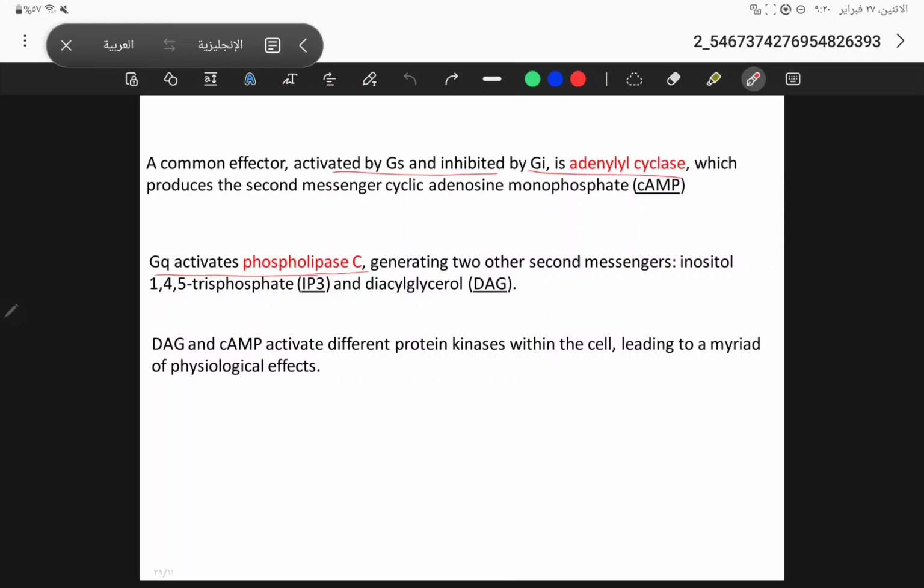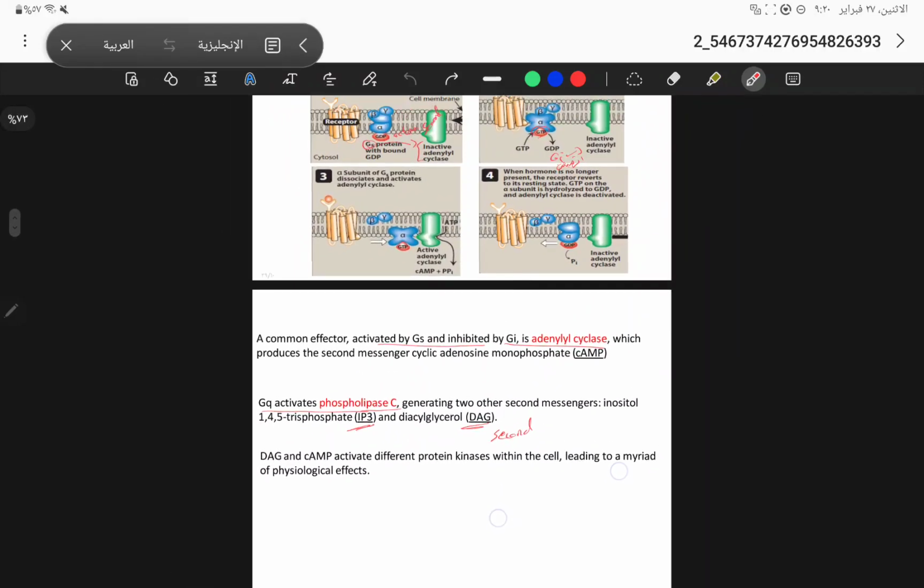These two are second messengers. How many second messengers have I discussed till now? كم سكند مسنجر صار عندي؟ ثلاثة. شنو هم؟ The phosphorus, cyclic AMP, IP3 and DAG. Okay? So I have these three kinds of second messenger.